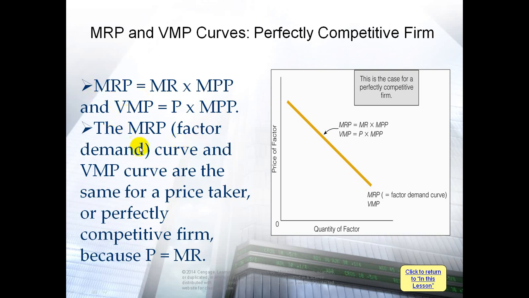So the MRP factor demand curve and the VMP curve are the same for a price taker. Price taker is a business that works in a perfect competition market because P equals MR. This is a very important point, so focus on this. Why the MRP equals VMP for the perfectly competitive firm? The answer is because in a perfect competition market the price equals the marginal revenue.